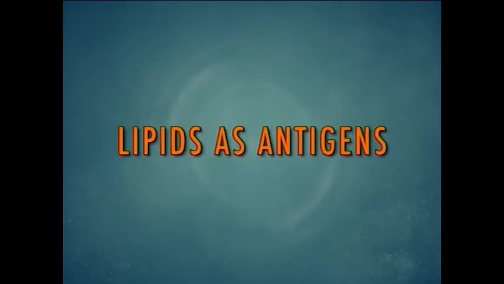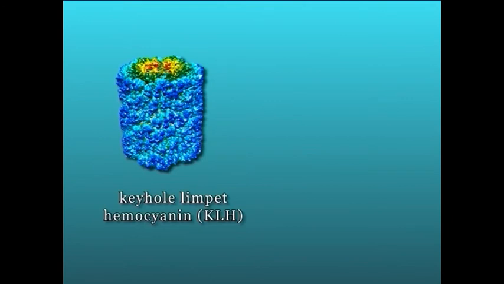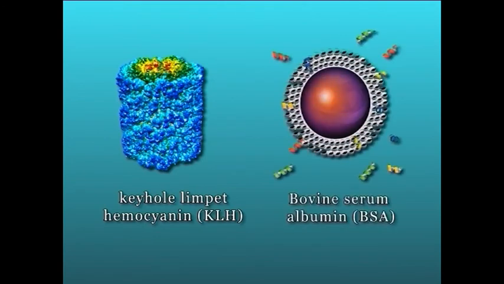Lipids as antigens. Appropriately presented lipoidal antigens can induce B and T cell responses. For the stimulation of B cell response, lipids are used as haptens and attached to suitable carrier molecules such as the protein keyhole limpet hemocyanin or bovine serum albumin. Using this approach, antibodies have been raised against a wide variety of lipid molecules including steroids, complex fatty acid derivatives, and fat-soluble vitamins such as vitamin E.